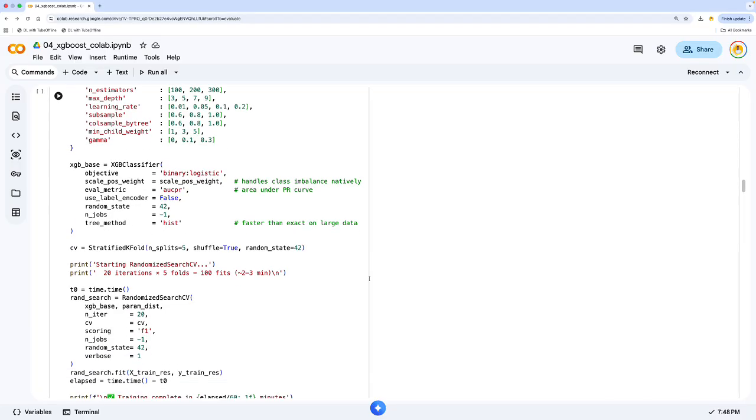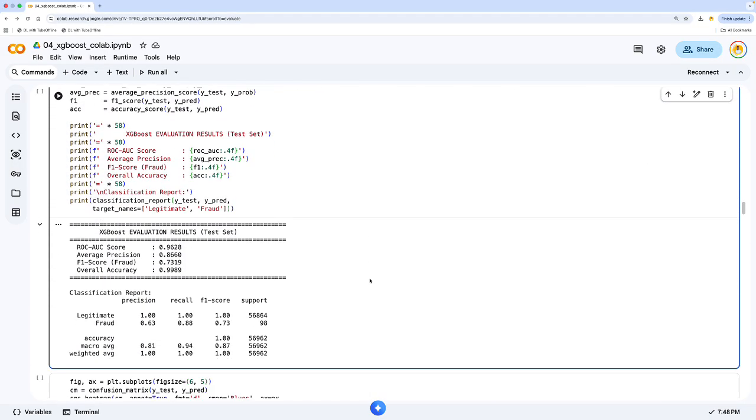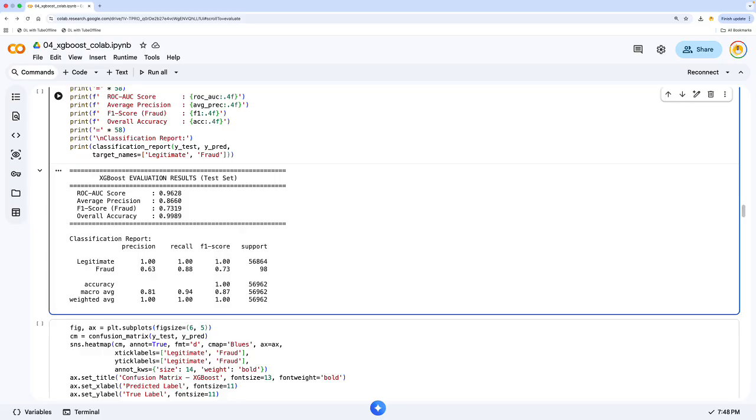Moving on to the evaluation, because accuracy is misleading, I focused on the F1 score and the average precision, which measure the true balance between catching fraud and minimizing false alarms. The XGBoost model achieved an excellent average precision of 0.866 and an F1 score of 0.7319 on the unseen test set, alongside an overall ROC AUC of 0.9628.